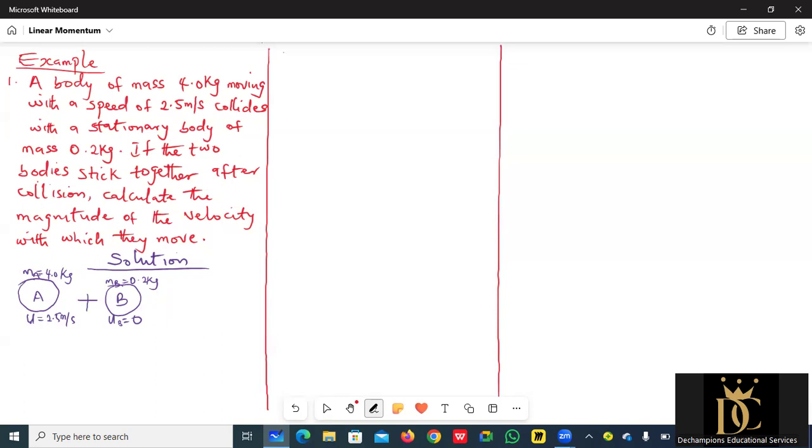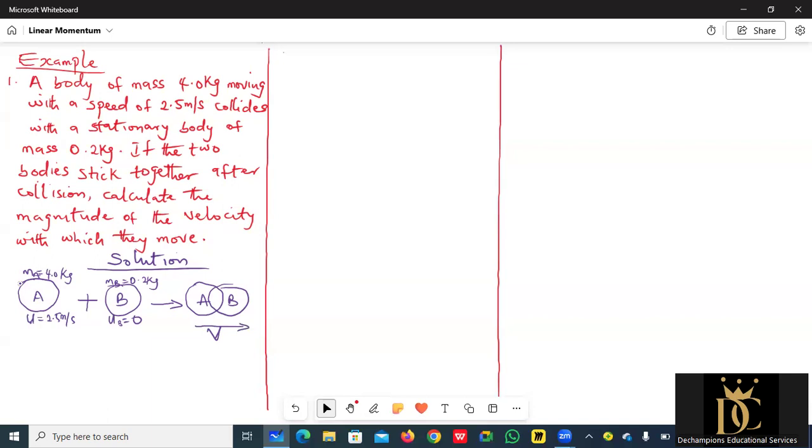So when these two objects collide, they stick together. The question says the two objects stick together, that is stone A and stone B. They stick together and then move with a common velocity. So the question now is, calculate the magnitude of the velocity with which they move. The two objects move with a common velocity after sticking together.